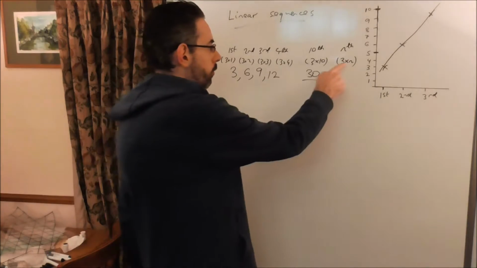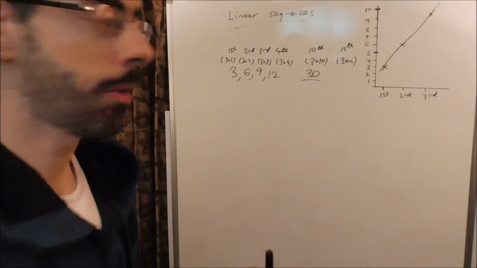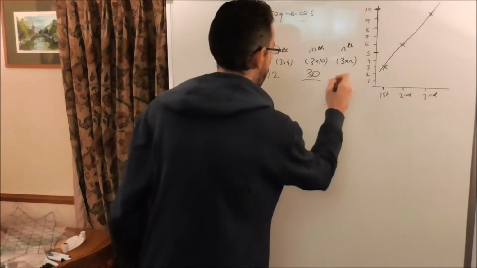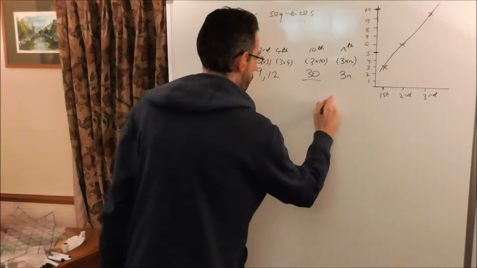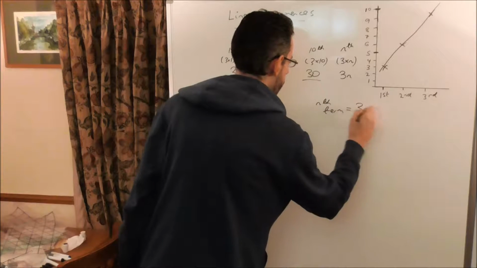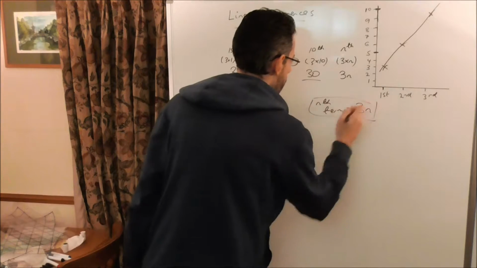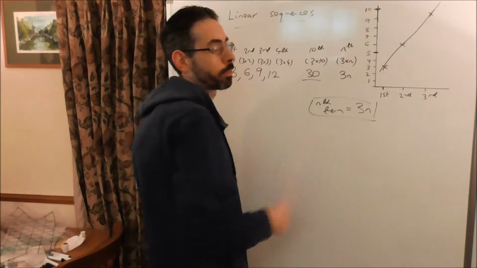And in algebra we don't usually write times because it looks a lot like an x, so we usually just put the number and letters together and we'd write 3n. So the rule for the sequence is that the nth term is just 3n. All that means is to find a term you just do 3 times its position.